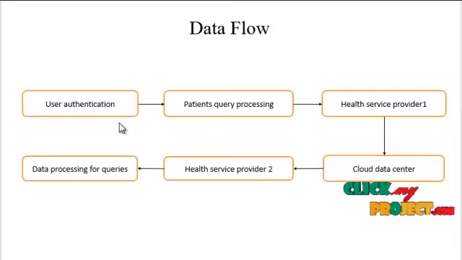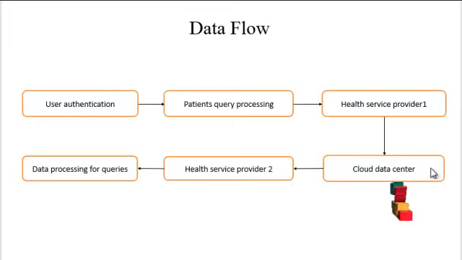This is our project flow. In this, we will have user authentication. User authentication is just to identify whether a user is an anonymous user or a proper, protected user who can access our application for further data processing. Then patient query processing. In this, the patient will post queries based on their criteria, like cardiologist or something else. The health service provider will collect the data from the patient query processing, and the server will process the data given by the patient query processing.